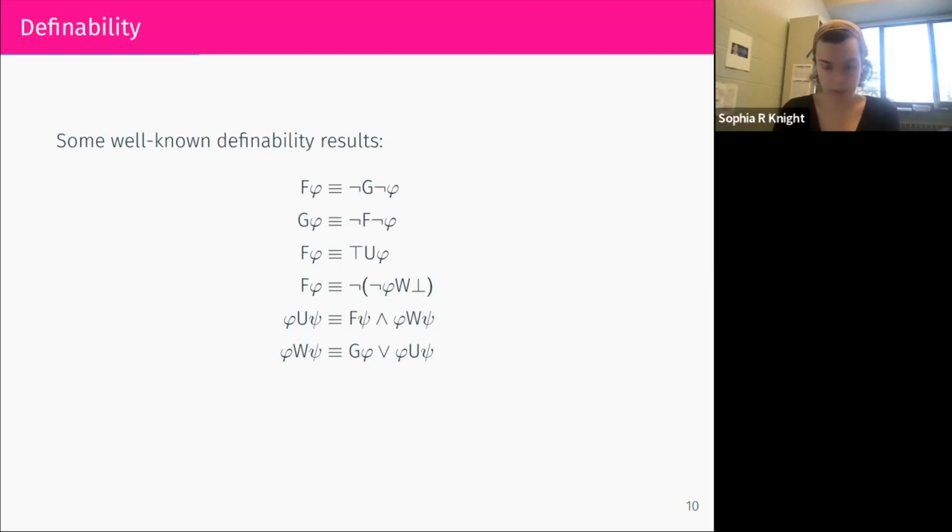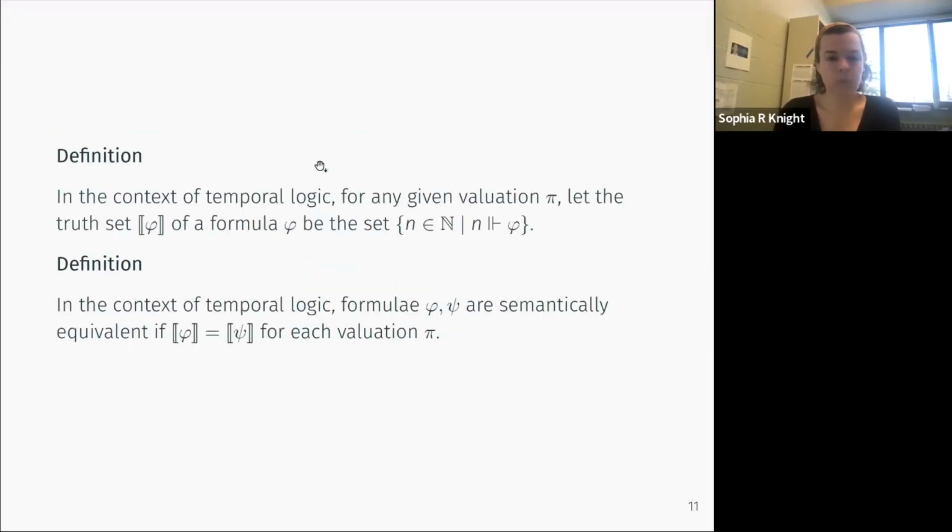But then this raises the question of what about undefinability results? What operators do we actually need? What operators are not expressible in terms of one another? The truth sets of these formulas, rather than truth tables, are sets of numbers. They're the points in a model where the formula is true. And we consider formulas to be semantically equivalent if they both have the same truth sets in all models.